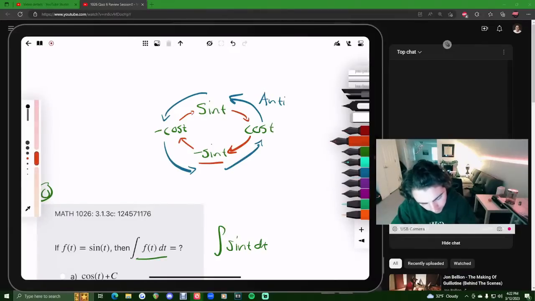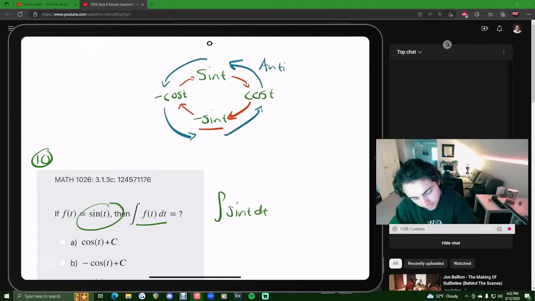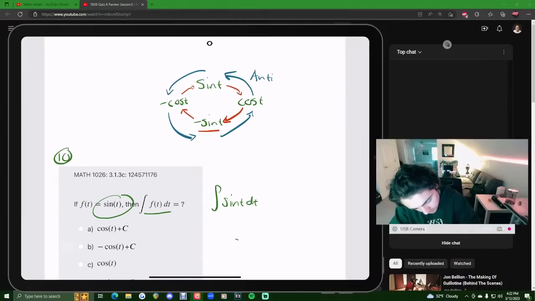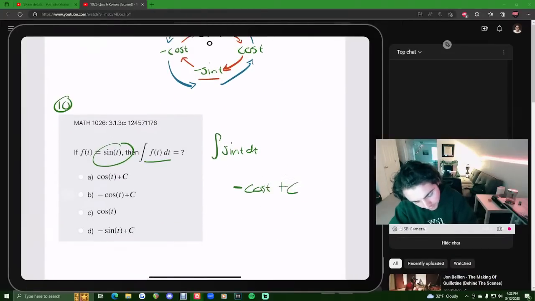And so in this case, if we're following the anti-path, the anti of sine of t going in the blue direction would take us to negative cosine. So negative cosine of t. So B is our answer here.